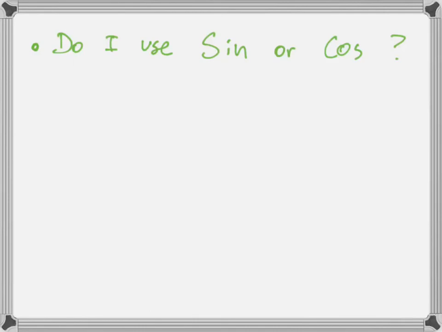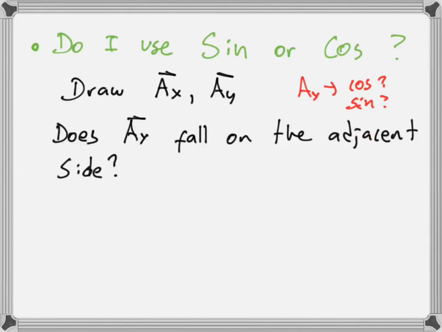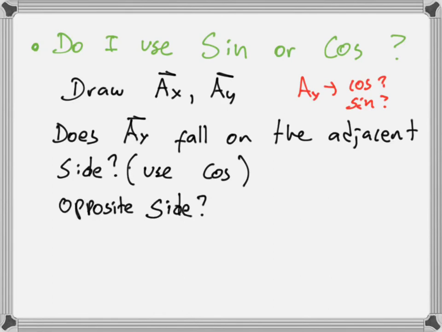Another question, do I use sine or cosine? Well, to answer this question, again, you need to draw the vector, you need to draw the x component vector and the y component vector. Now let's say that you are wondering if for the y component you need to use the cosine or the sine of the angle that they're giving you. So you need to ask yourself the question, does the Ay component vector fall on the adjacent side of the angle? If it does, you're going to use cosine of that angle. If it falls on the opposite side, then you're going to use the sine.